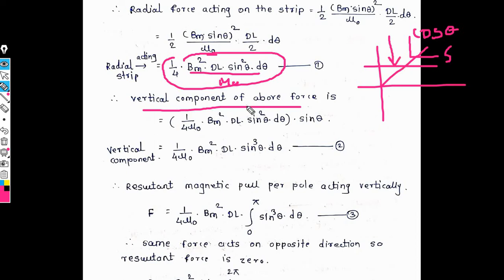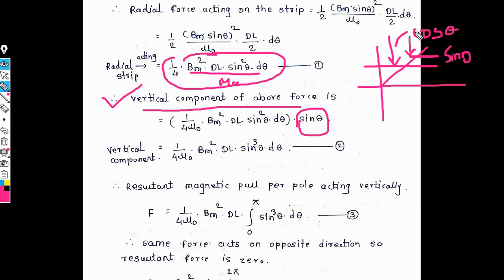Then the vertical component is perpendicular to the sine theta, then multiplied by sine theta. Then 1 upon 4 into mu 0 Vm square into dl into sine square theta into d theta, because we have calculated the vertical component.